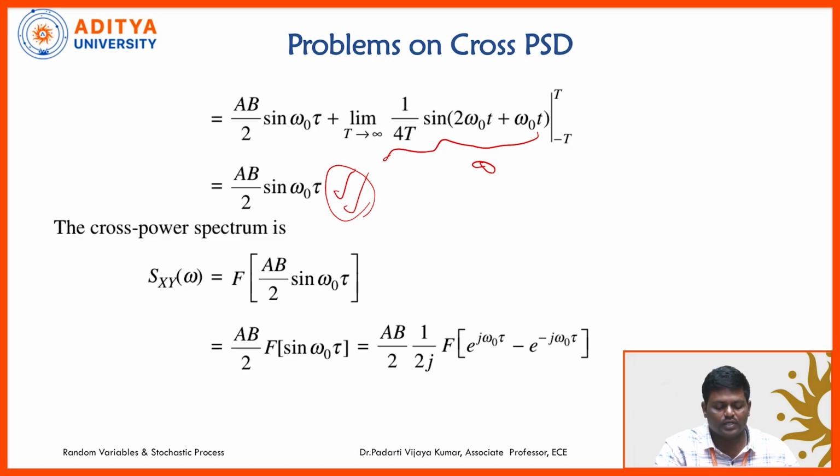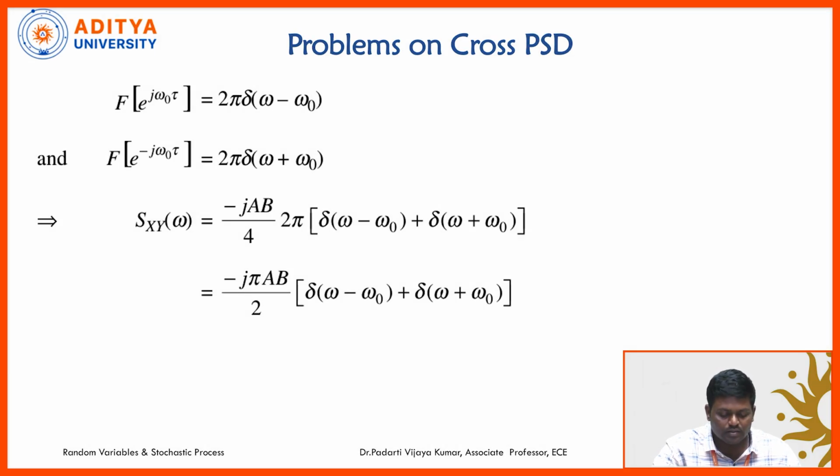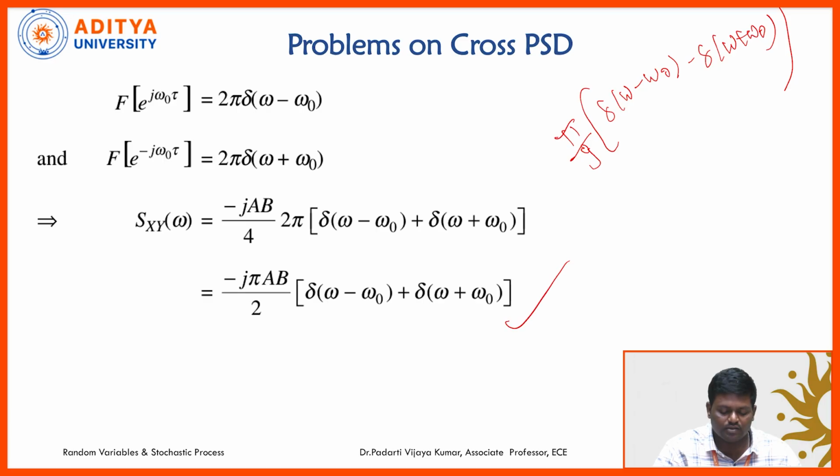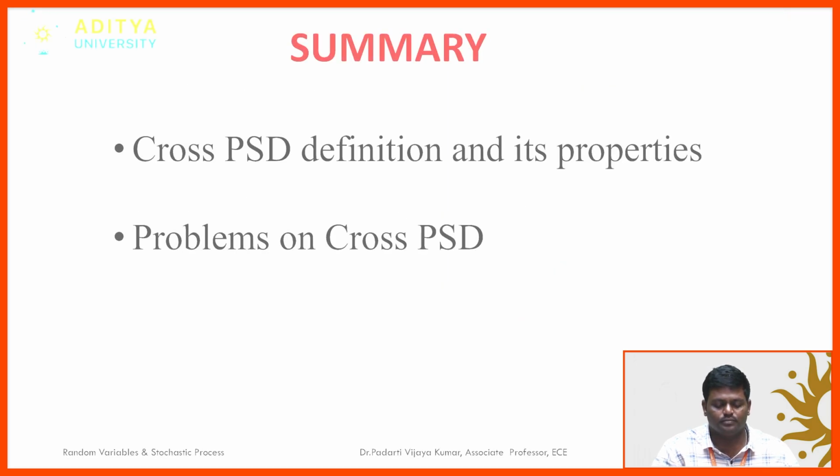So applying the Fourier transform for this one, ab by 2 times 1 by 2j, so sin for this one, pi by j times delta of omega minus omega naught minus delta of omega plus omega naught. So substituting, the final answer, we will get the cross power spectral density in terms of impulse functions. Here also we availed the Fourier transform pair formula.